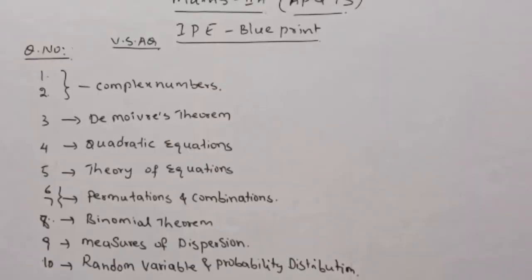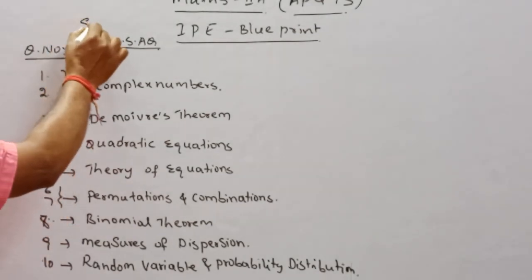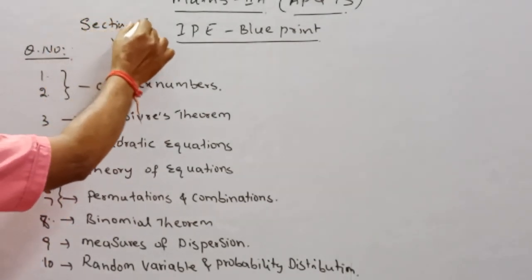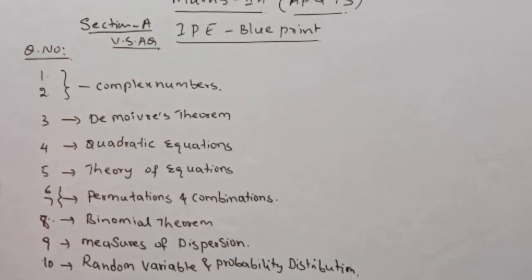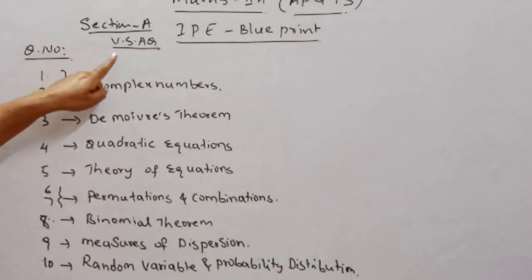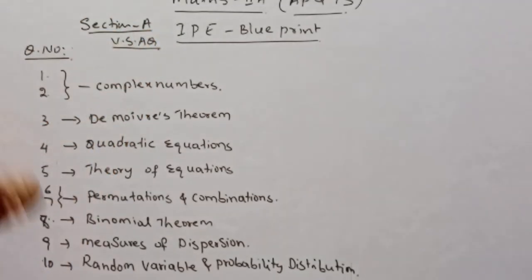Dear viewers, here we discuss the Maths 2A IPE, AP and TS exam blueprint. Maths 2A, second year mathematics A paper. So what is the blueprint? First, Section A. Section A has a total of 10 problems, and these are very short answer questions.